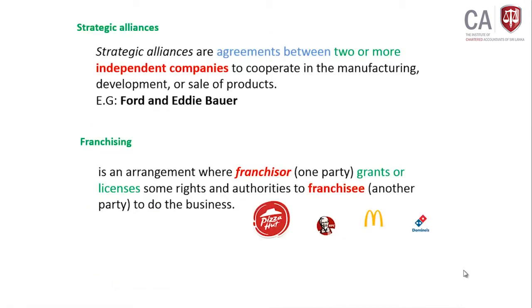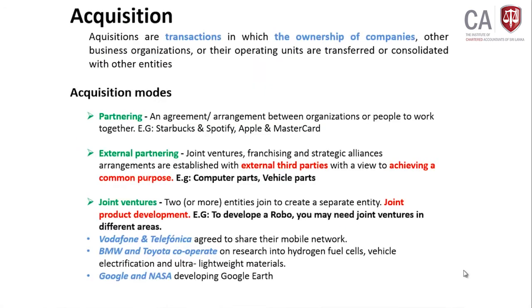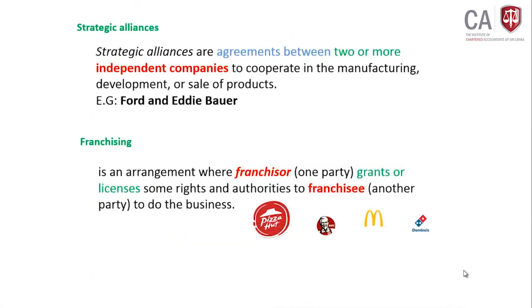Strategic alliances are another way of acquisition. It is an agreement between two or more independent companies to cooperate in the manufacturing, development or sales of products. So, two companies can get together and meet their requirements through an agreement.